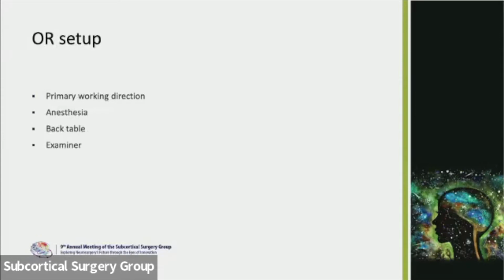For your setup in the OR, you always have to think about your primary working direction. And this is really for doing a MIPS case in general, but it does add a few nuances to your setup with doing an awake case. Where is anesthesia going to be? Where is your back table going to be as far as passing instruments? And where are your examiners going to be for examining the function during the case? These are all the things that you want to lay out ahead of time so that you're not having to make adjustments during the operation itself.